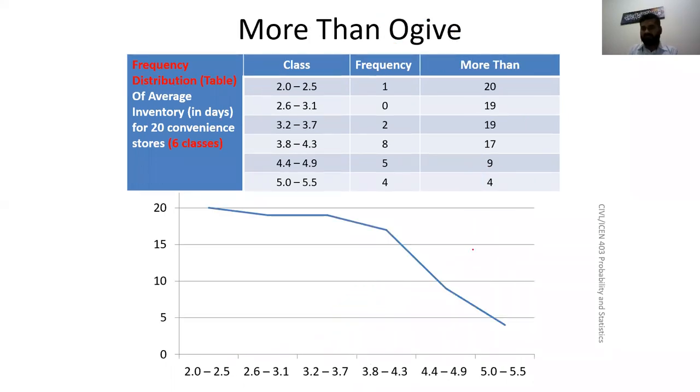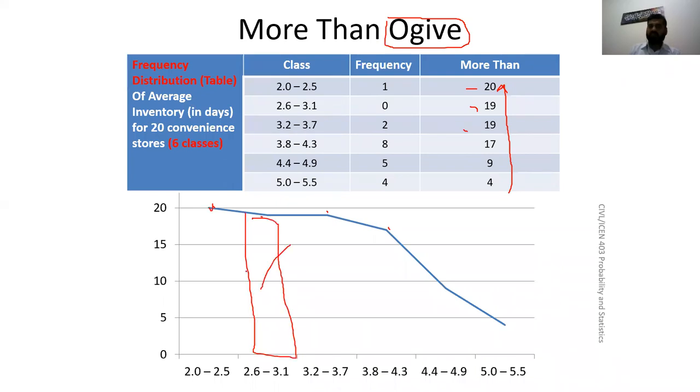If I start from the bottom to top and use these frequencies here, you see 20 and then 19 and then 19, 17, 9 and 4, and join them, they will give you the more than ogive. So an ogive is basically a polygon for cumulative frequency. But remember, in an ogive we do not make bars. Don't make these bar-like things. Ogive is always a line.